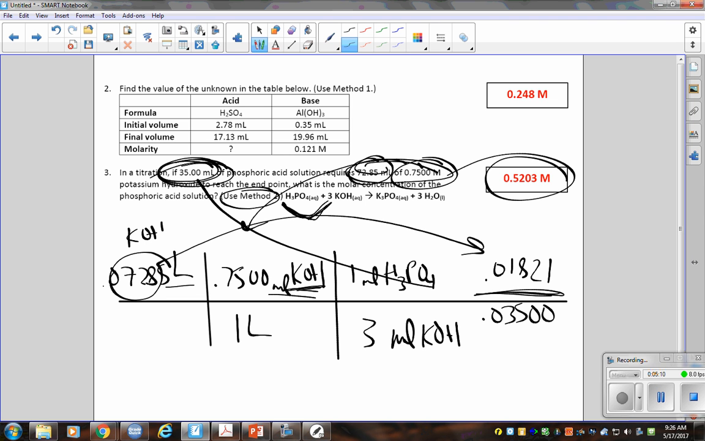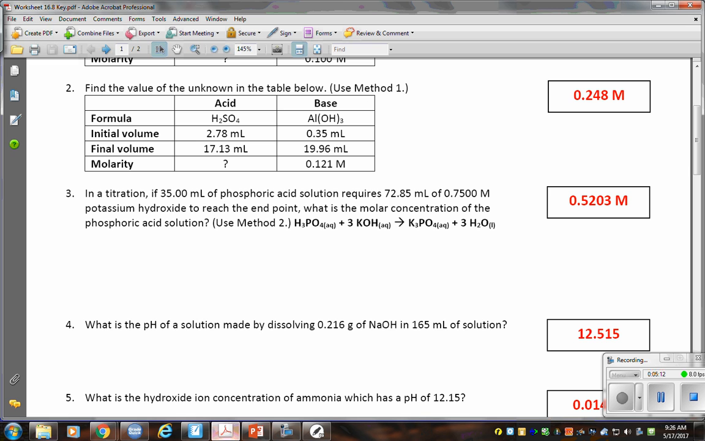Next thing they ask you. This is going back to pH land. It says, what is the pH of a solution? So if you look right here, it's asking me, what is the pH of a solution? How do I switch back out of there? So I'm going to switch here.